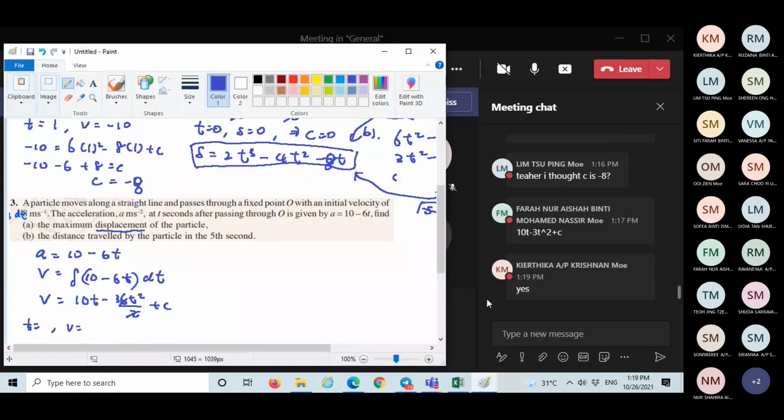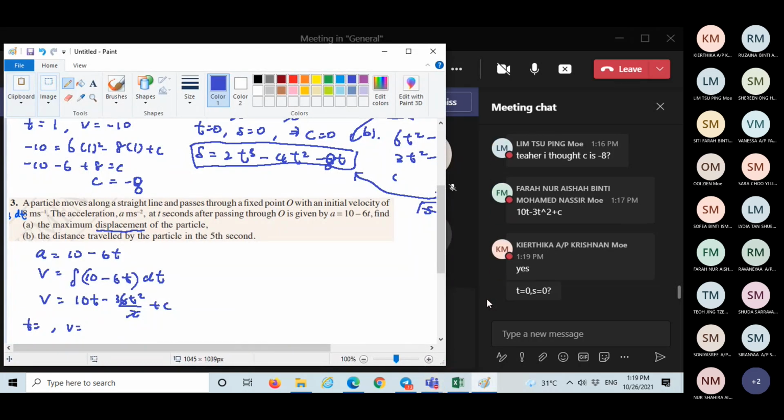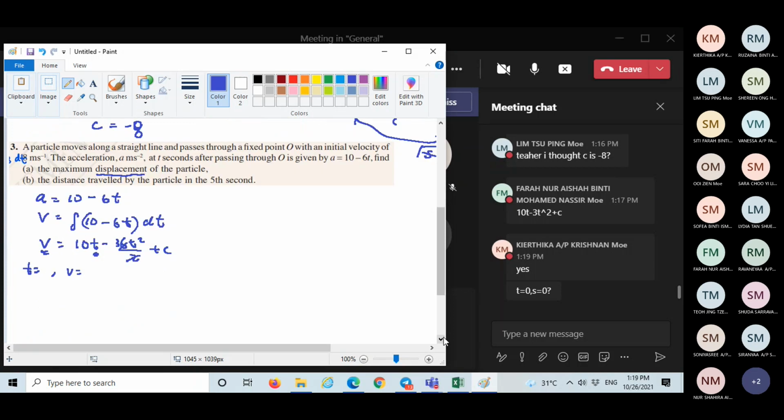Okay, can you tell me the conditions so that I can find the C? T and S, I don't want. I must have a T and V. You see, T and V. I don't want T and S. T and S is later on. When I find the S by integrating the V, then I need T and S. Now I need T and V.